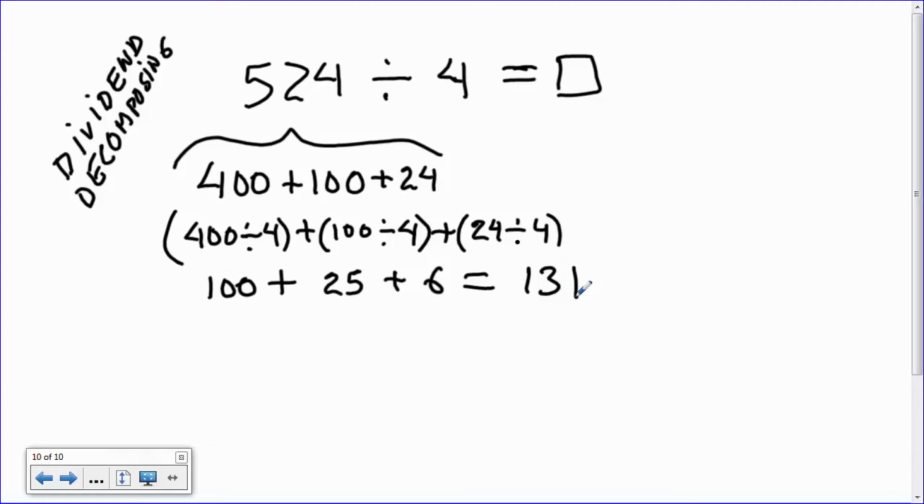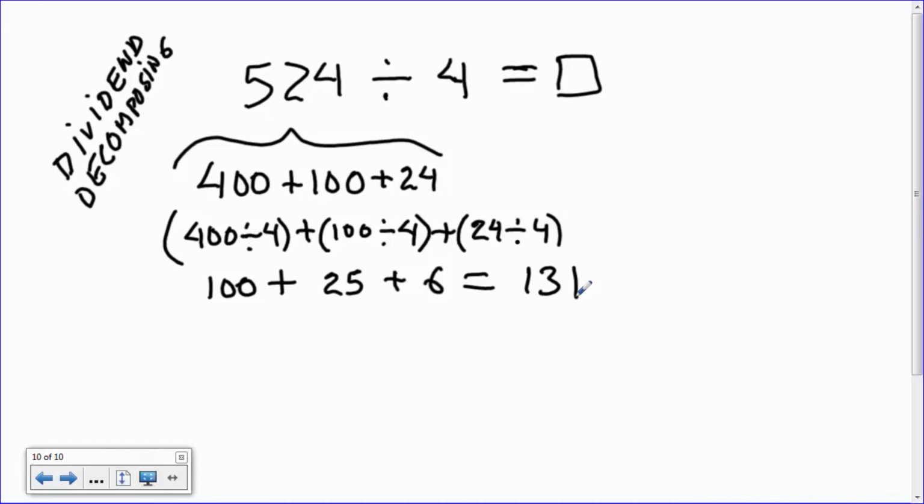So it turns out that I'm going to be able to take 524 ping pong balls and distribute those evenly into 4 groups, and each group's going to have 131 ping pong balls, or 524 cookies divided by 4 kids. Each kid will get 131 cookies and be sick in about an hour.